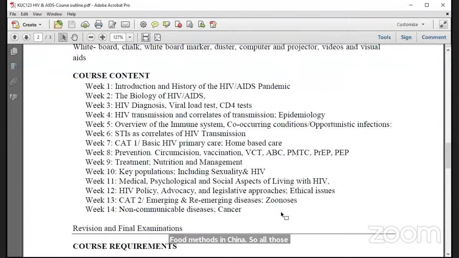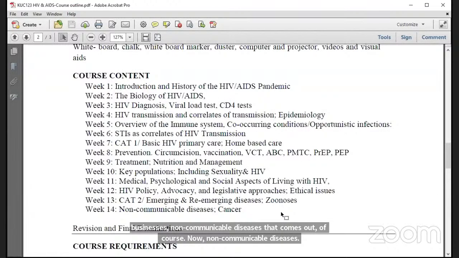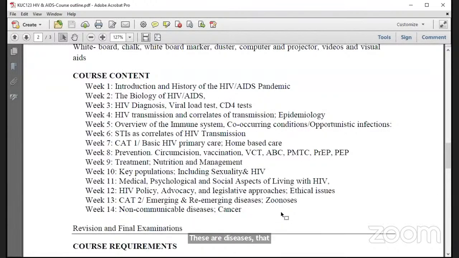Then week 14, we are going to look at non-communicable diseases. Non-communicable diseases are cancer, of course. Now, non-communicable diseases are diseases that are not infectious. What do I mean? They are those diseases that are not transmitted by an infectious particle, either virus, bacteria, fungi, or protozoa. You know, those microorganisms that cause diseases, they don't belong. These are things like diabetes, for example.